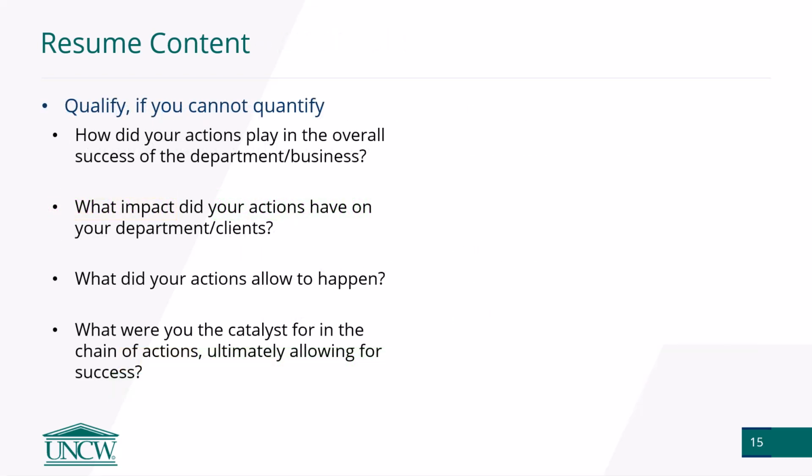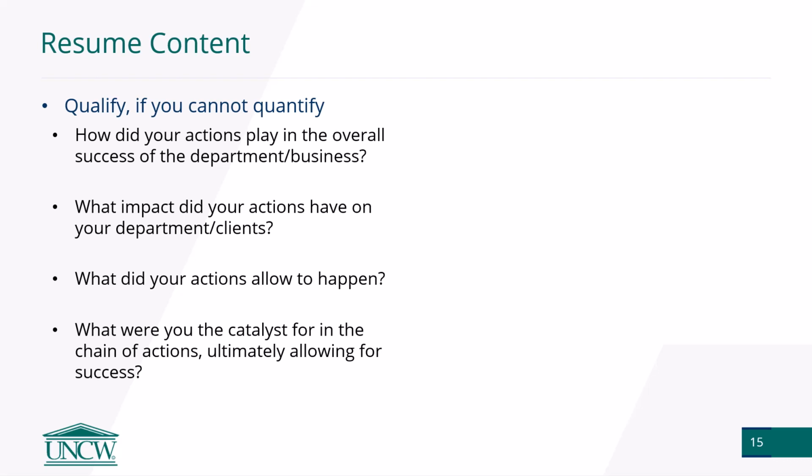So to summarize, if you don't have much data, as I've shared already, qualify it if you can't quantify it. How did your actions play in the overall success of the department or the business? What impact did your actions have on your department or your customers? What did your actions allow to happen? In other words, if you didn't do this, what were the consequences? The opposite of that is, by doing this, you allowed other things to happen further on down the line.